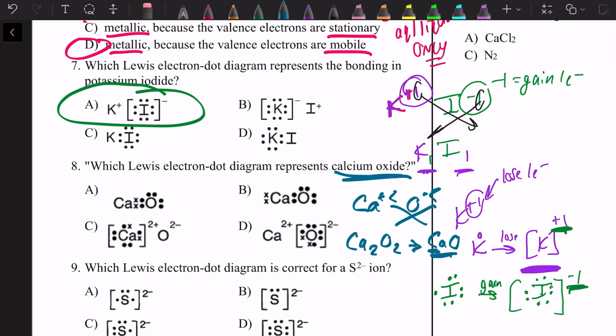Remember, calcium again is our metal, so it has nothing drawn, and it's brackets and the charge. Oxygen is your nonmetal. Nonmetal ions have all 8 dots, brackets, and the negative charge. Again, sometimes the Regent doesn't draw brackets around the positive ion, but D is the best answer choice that we have.